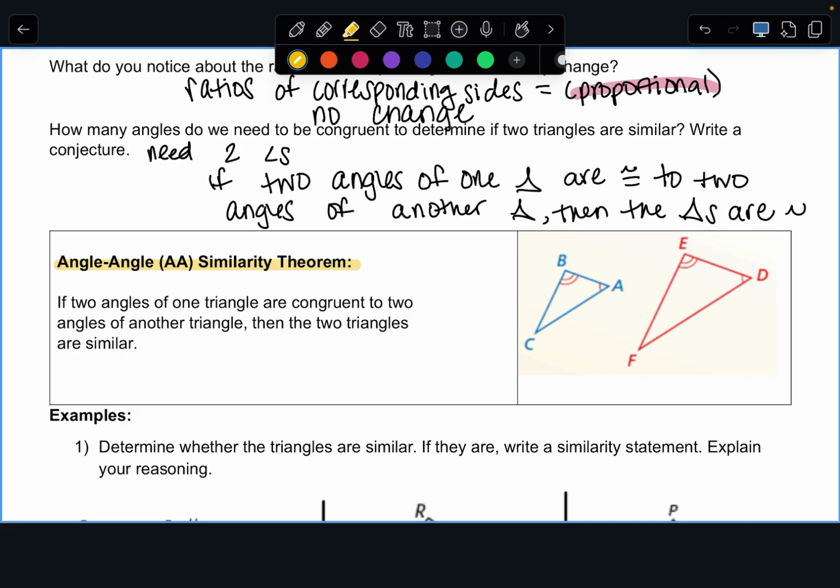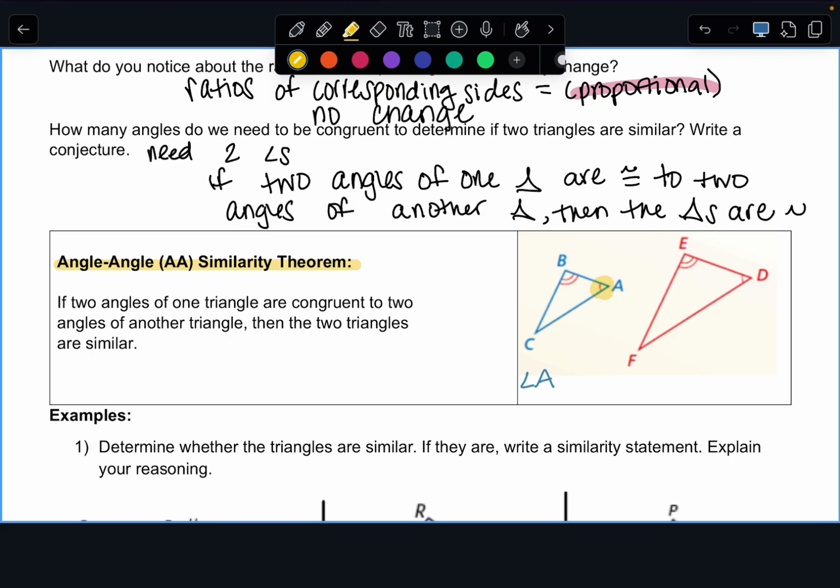We also only need 2, because if 2 angles are the same as the other 2 angles, we had a theorem last unit, the third angles theorem. That third angle is guaranteed to also be the same. So if we have 2, we really have 3. But angle similarity tells us that if 2 angles of one triangle are congruent to 2 angles of another, then the triangles are similar.